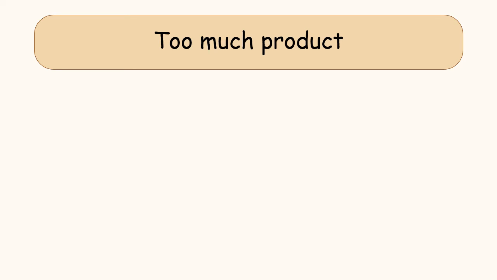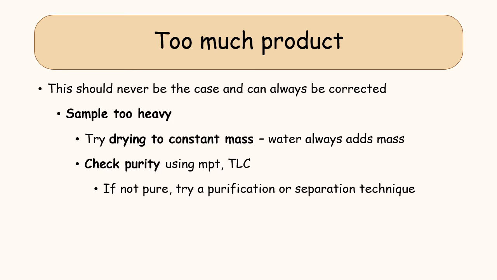Another situation you might find yourself in is having too much product. Now, this should never happen. If you get a percentage yield over 100%, you have done something wrong. But it can always be corrected. So if your sample is too heavy, what you should first try and do is dry it to constant mass, because water or solvent always adds mass. So check that you've dried it to constant mass.